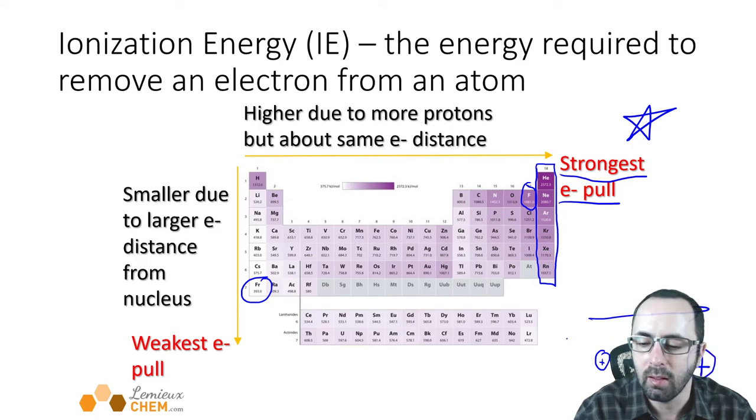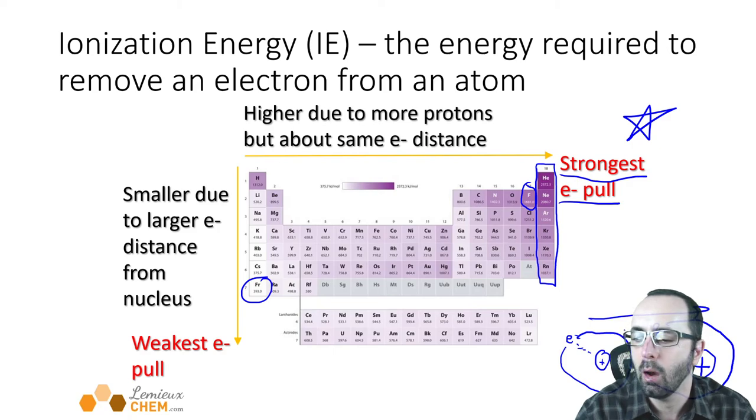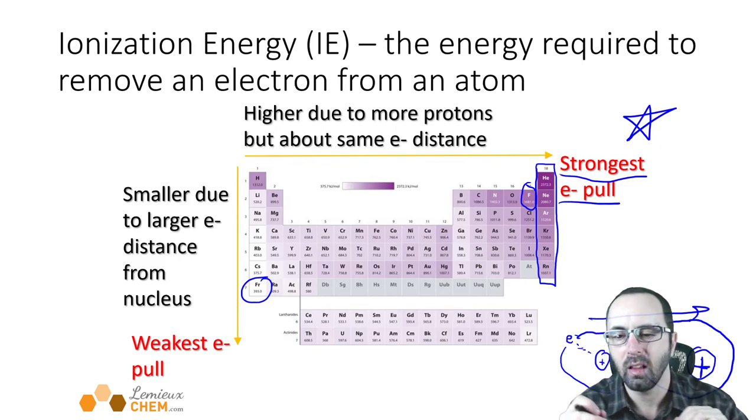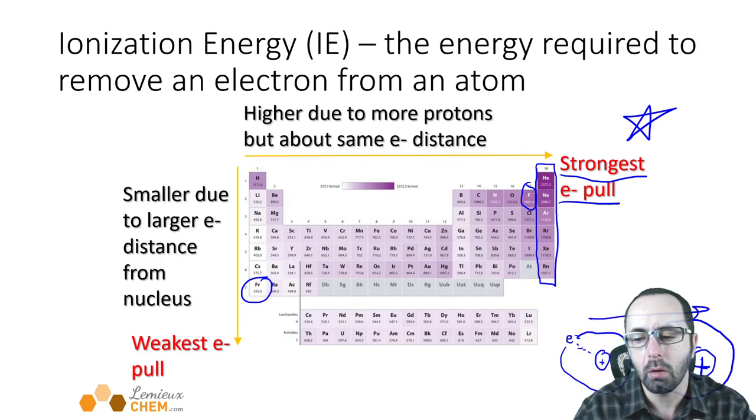And so for the electrons that are traveling around, the attraction on the left side is weaker than it is on the right side, because these are all going to be in the same energy level. So they're all going to be around the same distance from the nucleus. However, there is a lot more protons in a fluorine atom than there is compared to a lithium atom. And that's going to be true every time as we go left to right across the periodic table. So left to right, we're getting stronger and stronger pulls on the electrons because we have more and more protons in atoms as we go left to right. But the electrons aren't any farther away from the nucleus.